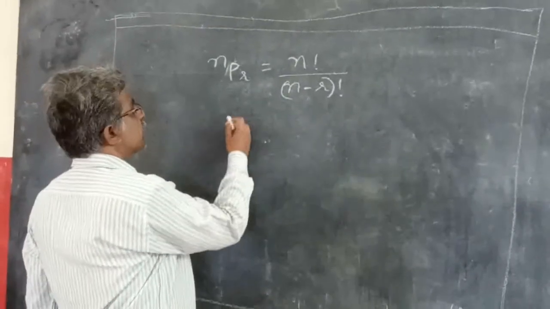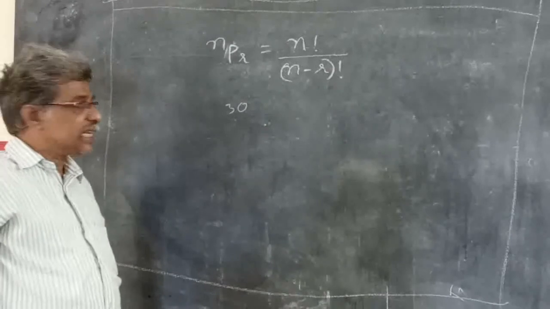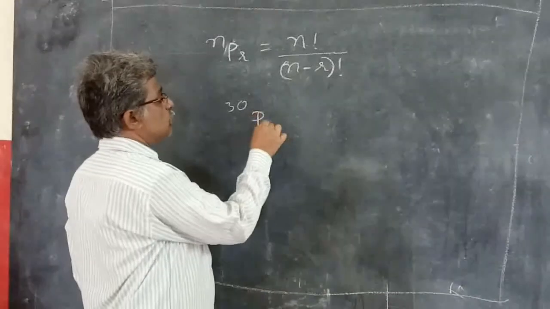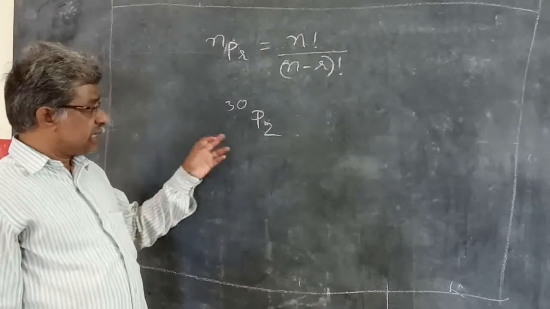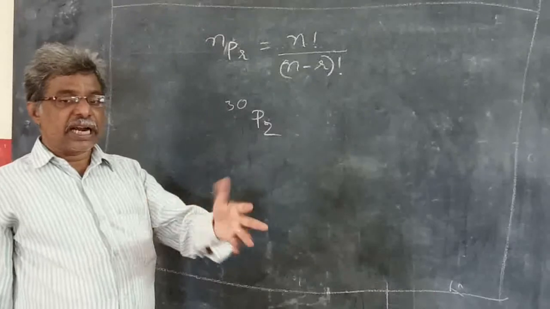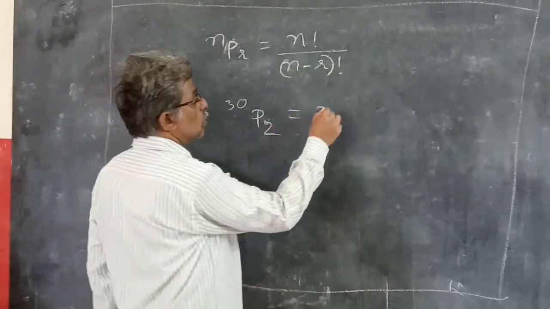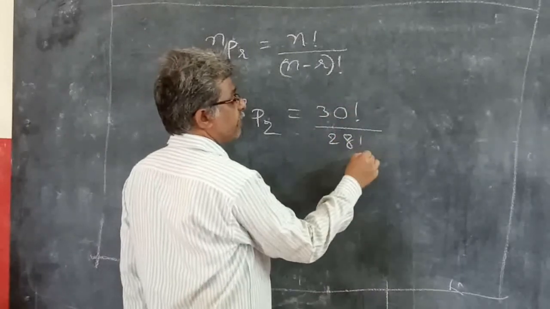For example, there are 30 students in our class and you are going to distribute greeting cards. How many cards will be distributed? It is 30P2. To distribute a card, we need 2 people, so we are arranging 2 things: one is the giver and the other is the taker. So 30P2 is equal to 30 factorial by 30 minus 2, that is 28 factorial.